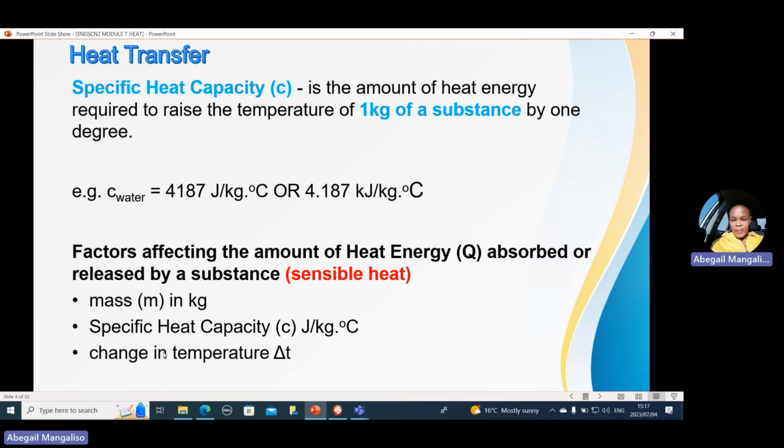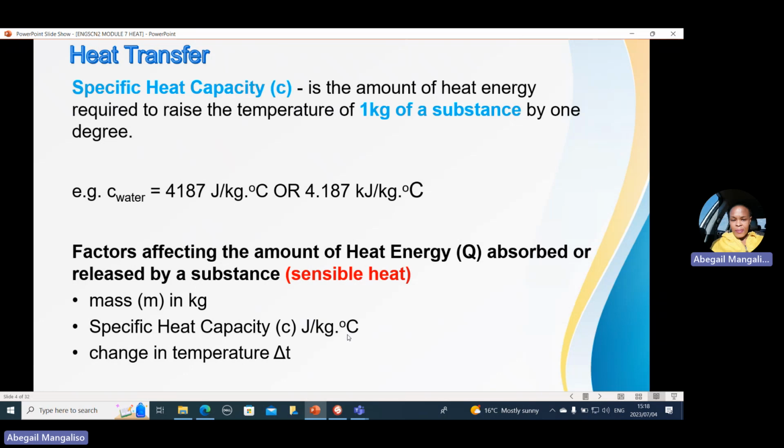Last factor, it depends how big was the change in temperature. How was the temperature difference? For example, if you are heating the same amount of water, 1 kilogram and 1 kilogram, the first amount is starting from 20 degrees Celsius up to a boiling point.